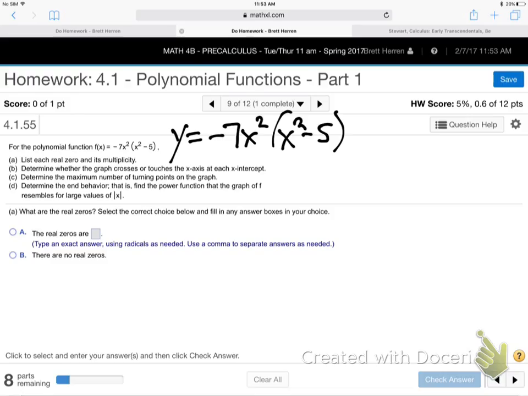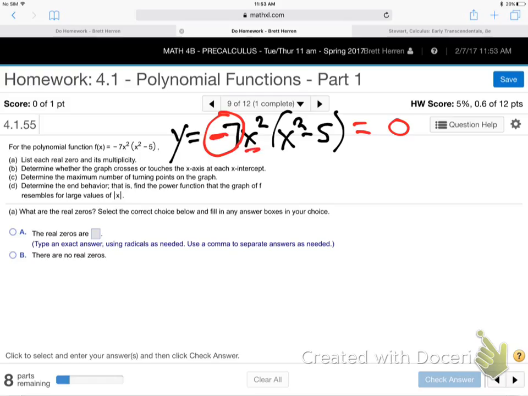Are we finding the zeros? So what are the zeros? To find the zeros, just set the thing equal to 0, because we're trying to find what makes y 0, and then solve. Right? What does the minus 7 have to do with zeros? Nothing at all. So don't worry about that.